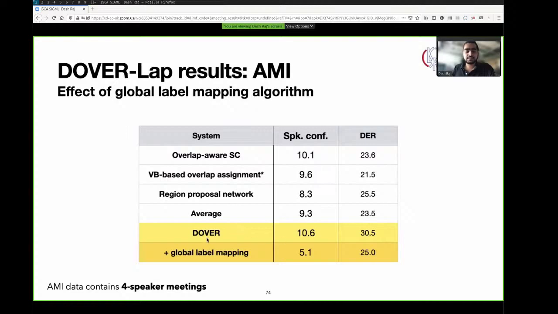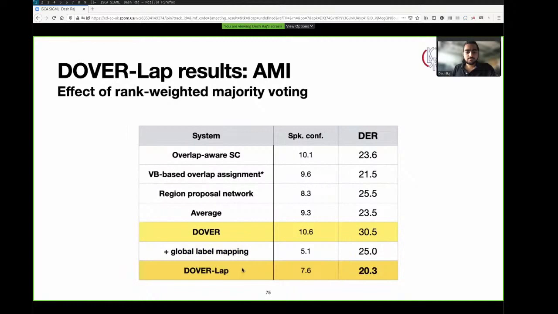If we just replace the label mapping algorithm in DOVER with the global label mapping that we proposed, we immediately obtain quite a bit of improvement, especially in the speaker confusion, because instead of pairing two at a time, we are now considering all the hypotheses together and performing this kind of global cost assignment. Then when we added the label voting method that I described, we get a DER which is better than the single best system that we began with. So this is immediately a very good result.